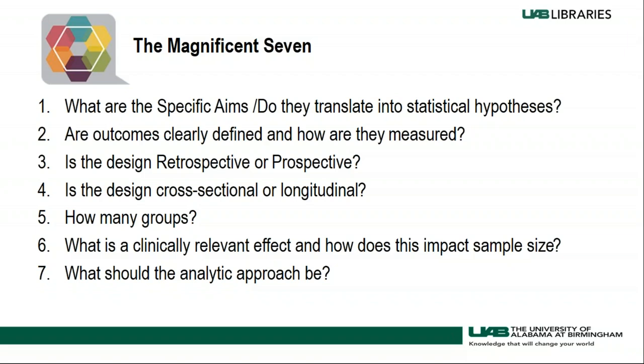I always think, tell me what you're measuring, that'll give me a hint. Tell me retrospective, prospective, all of these things. But the last two cannot be moved forward. Six and seven, those last two are completely dependent upon the answer to the first five. And in fact, that's another thing that happens a lot of times when I'm doing reviews for journals.